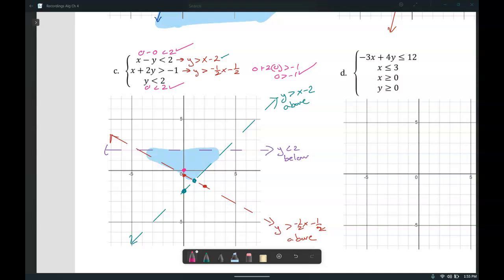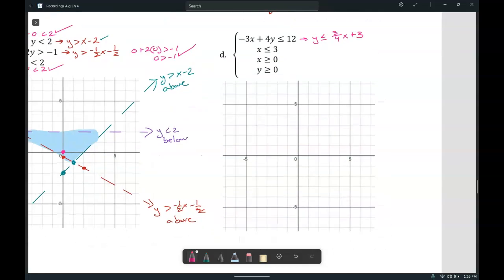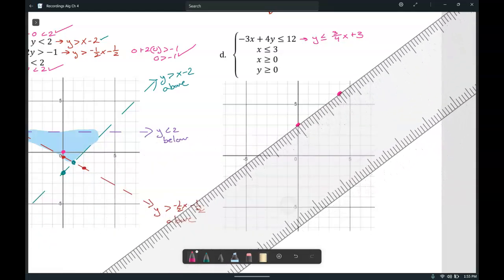This last one has 4 inequalities. So we'll have to draw 4 boundary lines. We'll start with our first equation in slope-intercept form. Y is less than or equal to 3/4 x plus 3. Let's go ahead and just graph that. And it's an or equal to, so we've got a solid line.